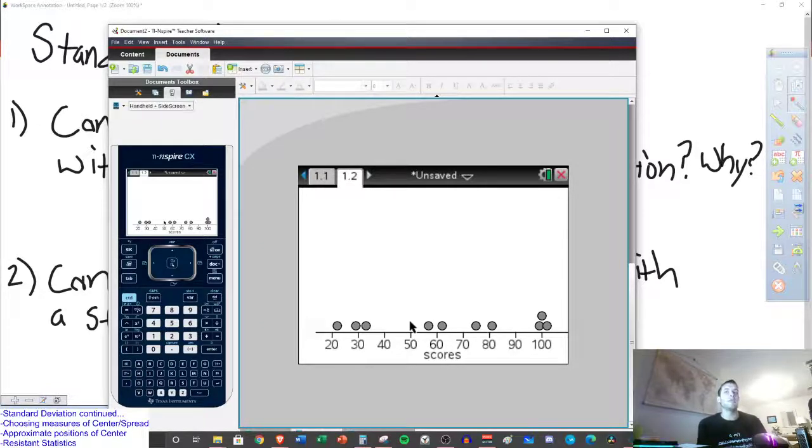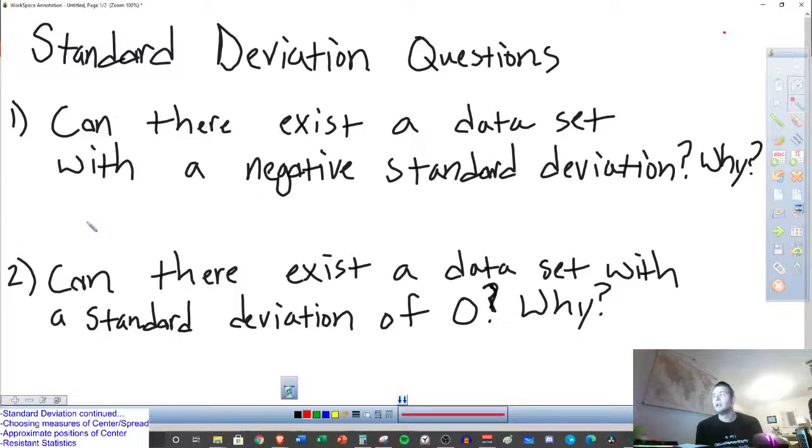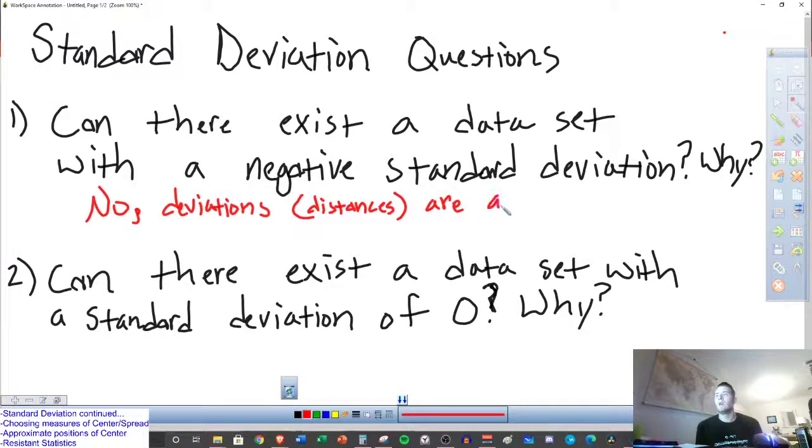If you think about it from a formula standpoint, which a lot of students in class did, they said, well, it's always being squared, so it's impossible. But that's fine and it's true, but it's more important to know that a deviation is actually a distance, okay? And that makes it easier to understand why this is impossible. So we're gonna put no. We're going to say deviations, we're going to say distances are always positive.